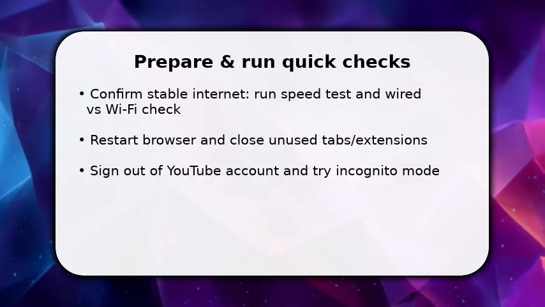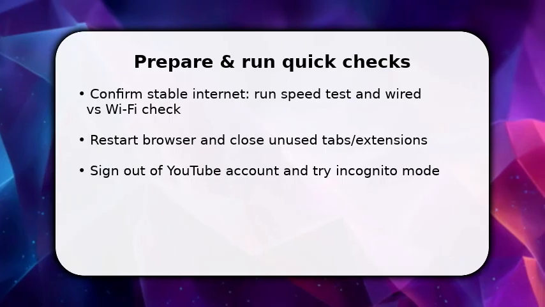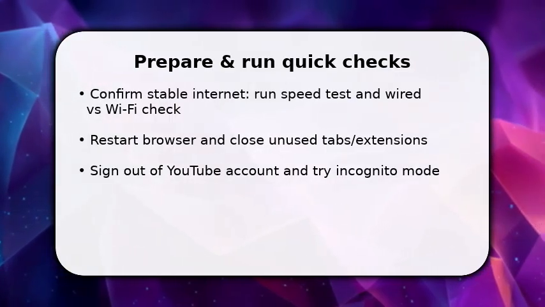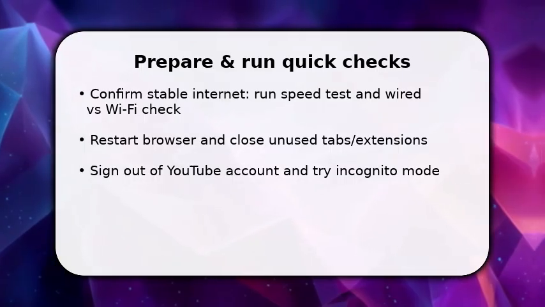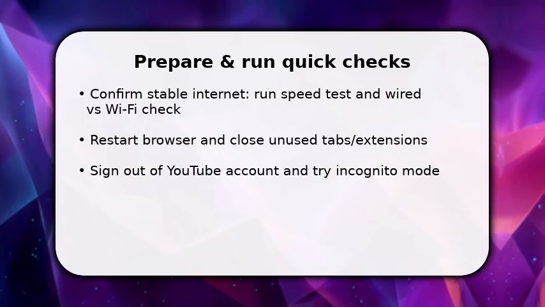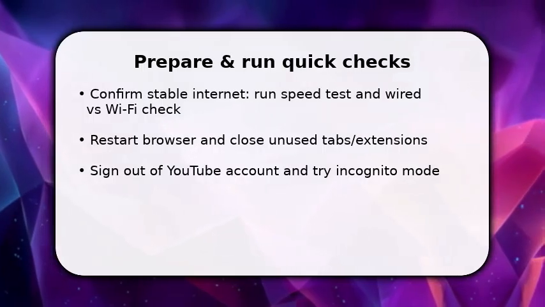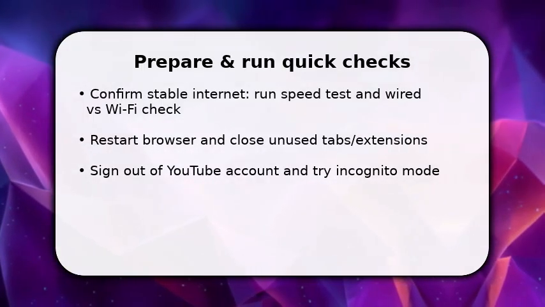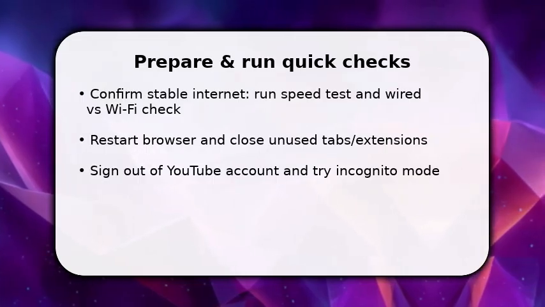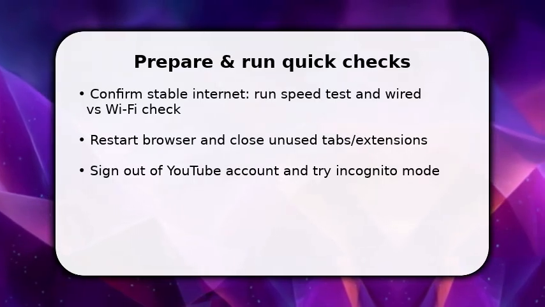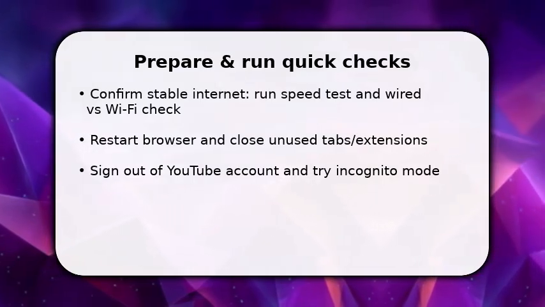You start by confirming the essentials so you don't chase ghosts. Check internet speed and switch to a wired connection if possible. Once done, restart your browser to clear temporary glitches. Close unnecessary tabs and disable extensions that block media. Sign out or open an incognito window to rule out account or cookie problems, because many playback issues stem from extensions or cached data interfering with YouTube's player.